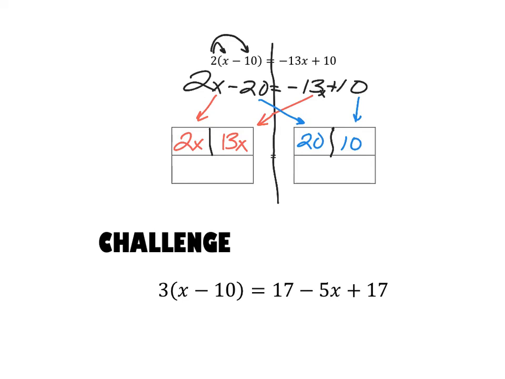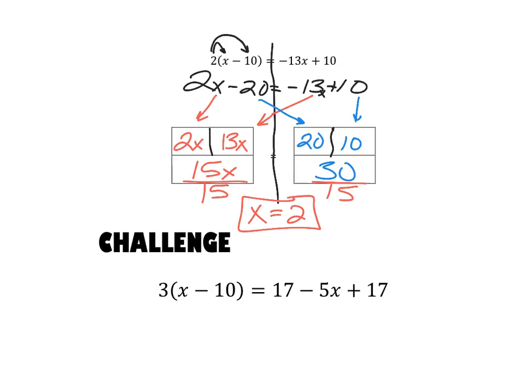What do I do across the top? Add. So there's 15x and then 30. And I'm dividing by 15. Actually write that step down so you know in your head or in your calculator what you're dividing by. This is x equal to 2. See.